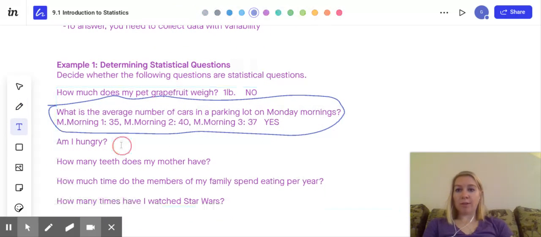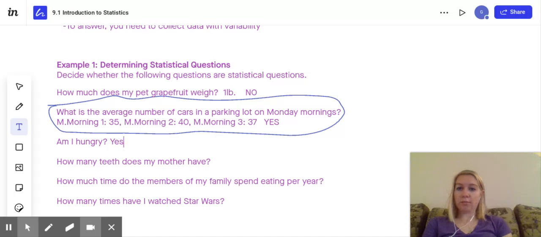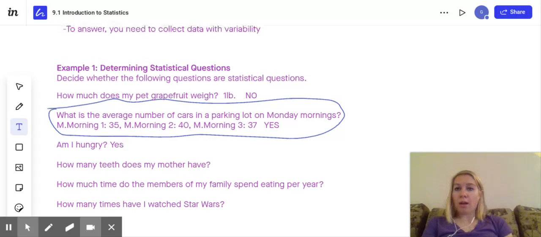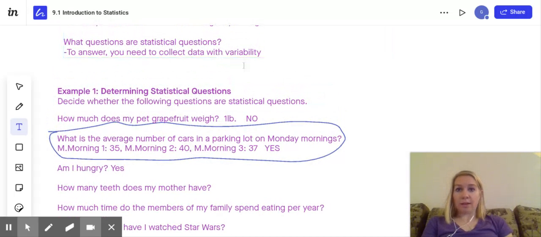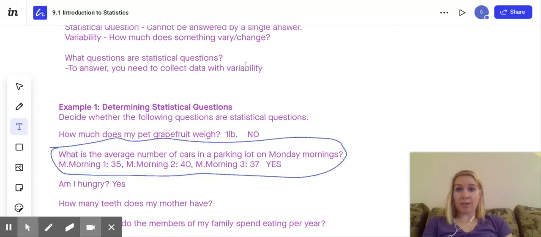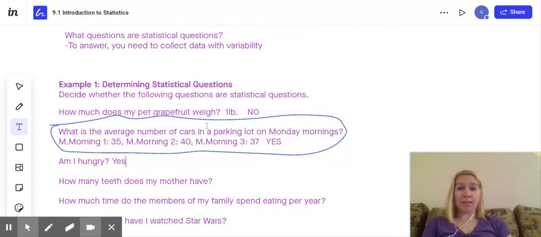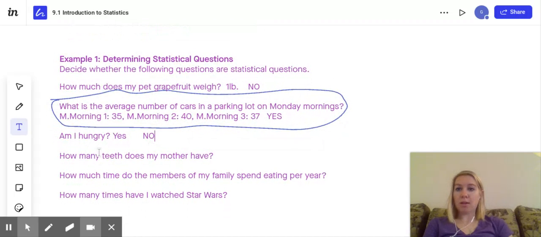Am I hungry? Well, to answer that, we would need to check out our stomach situation, and it would be a yes or no. Maybe, yes, I'm hungry. So, okay, that's about all the data we can collect because it's just, am I hungry? Yes or no. So, does our data have variability? Does it change? Does it vary? It does not. So, to answer our overall question, is this a statistical question? No.